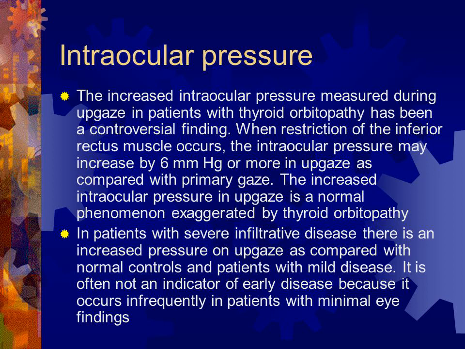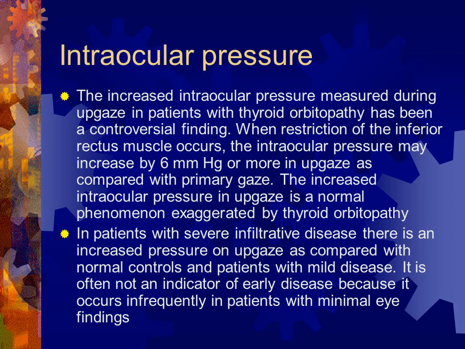Intraocular pressure. The increased intraocular pressure measured during upgaze in patients with thyroid orbitopathy has been a controversial finding. When restriction of the inferior rectus muscle occurs, the intraocular pressure may increase by 6 mm Hg or more in upgaze as compared with primary gaze. The increased intraocular pressure in upgaze is a normal phenomenon exaggerated by thyroid orbitopathy.